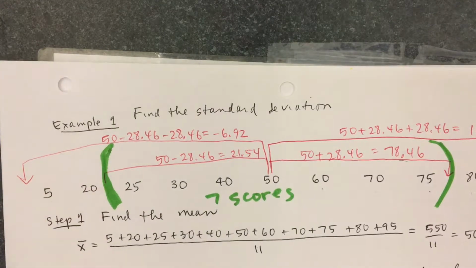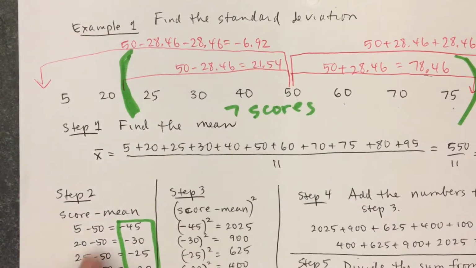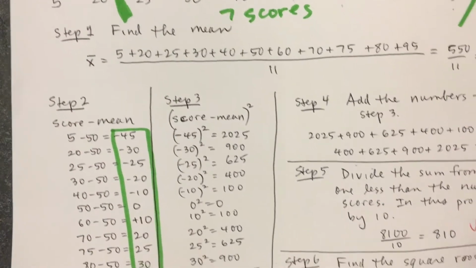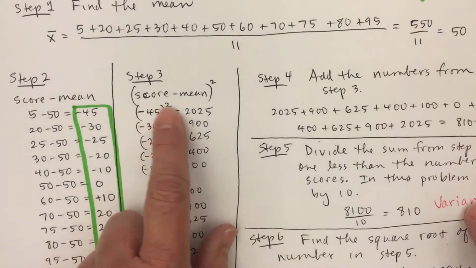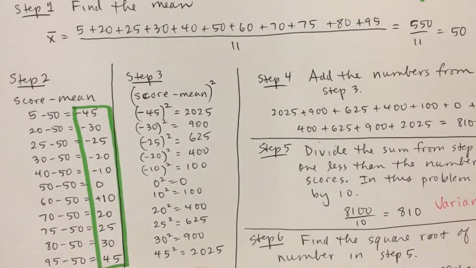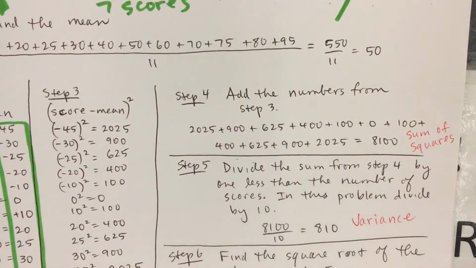This is a 6-step process. Step 1 is that we find the mean. Step 2, every score in the data set, I have to subtract the mean from it. Step number 3 is I'll take the numbers from step 2 and square it. Step number 4 is that I add the numbers from step 3.